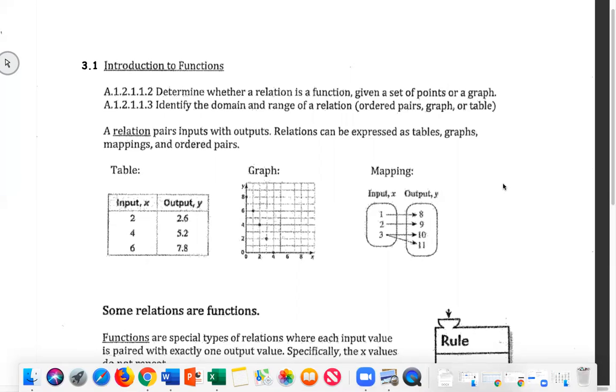We have a table here, which is to our left, that has an input side and an output side. Then we have a graph, which we were just talking about. And then we have a mapping, which is kind of like you have a group of numbers and then arrows coming out and going to other numbers. Okay, so those are our three relations that we can have and the way they look.